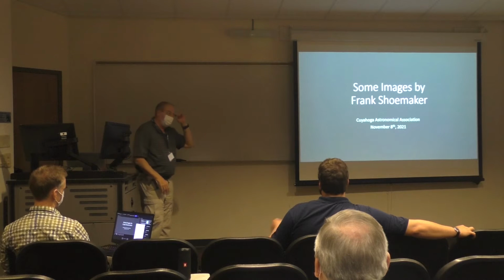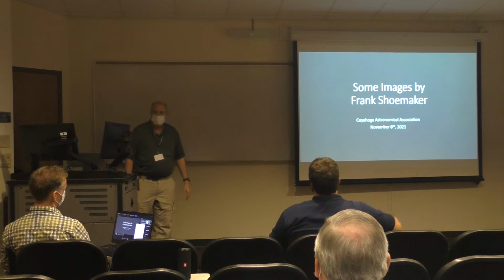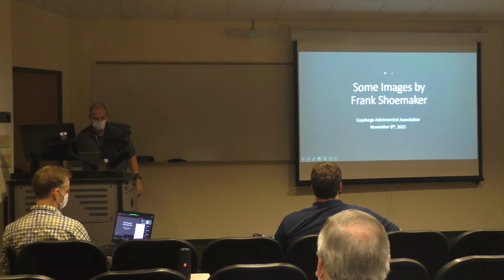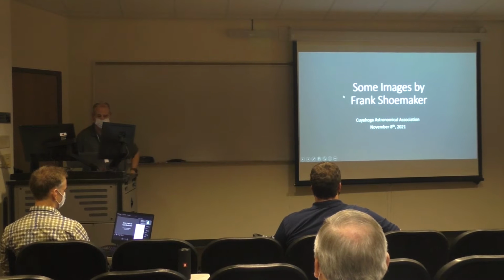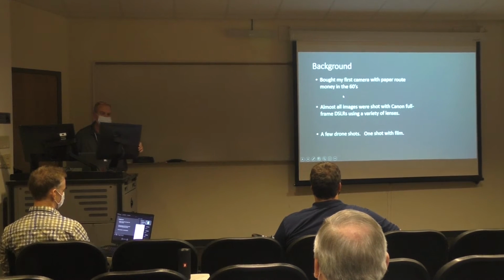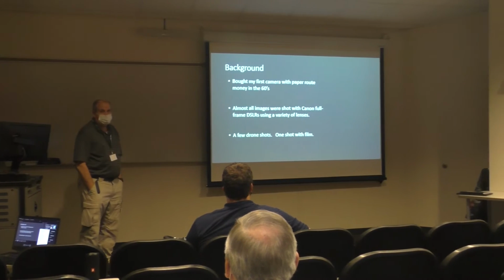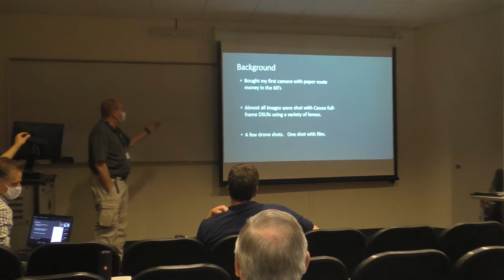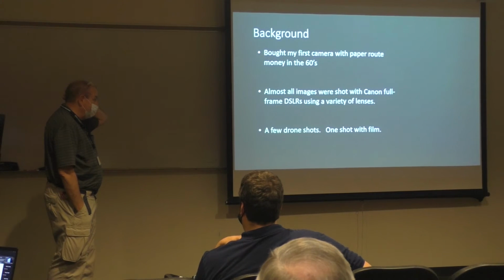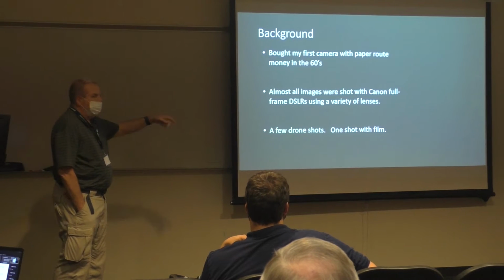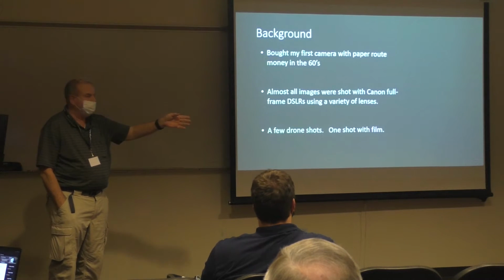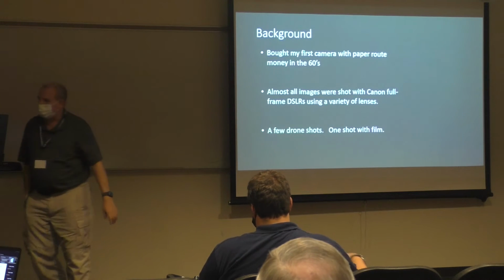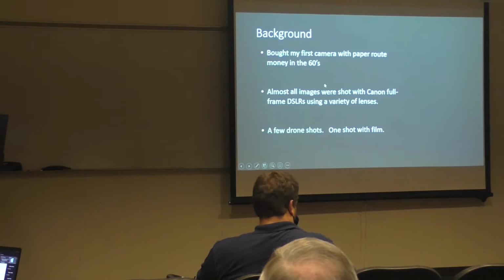These are just images that I've taken that have an astronomical bent to them over a number of decades. I bought my first camera with paper route money back in the 60s, so I've been doing this for a while. Almost all these images I'm going to show you were shot with Canon full-frame DSLRs. Only the first image was made with film. And there's a couple of drone shots in here as well, which you can actually use for astronomical images.